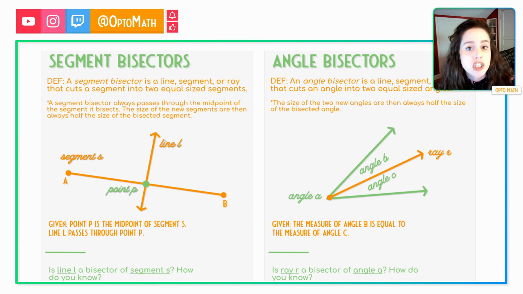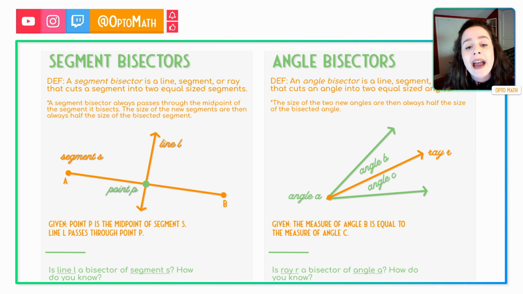So here's a definition. A segment bisector is a line, segment, or ray that cuts a segment into two equal-sized segments. So you're separating it like a segment addition type of situation, but it's special because now the two segments you've created are equal to each other. So that's what a bisector does.